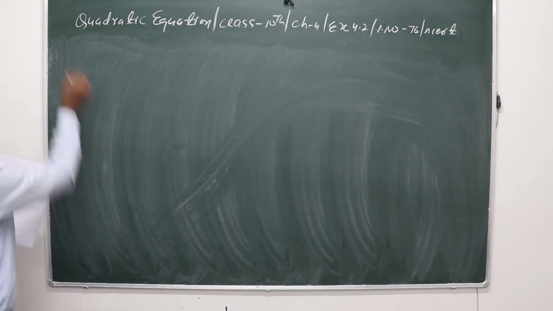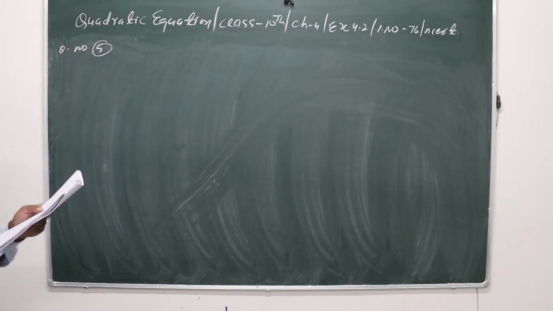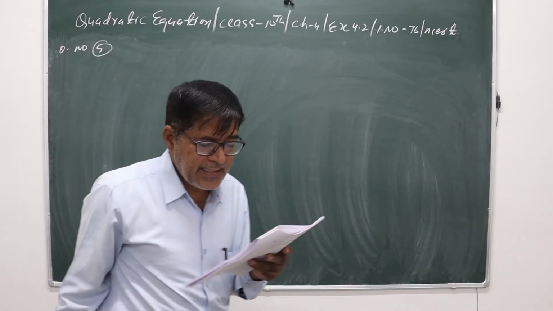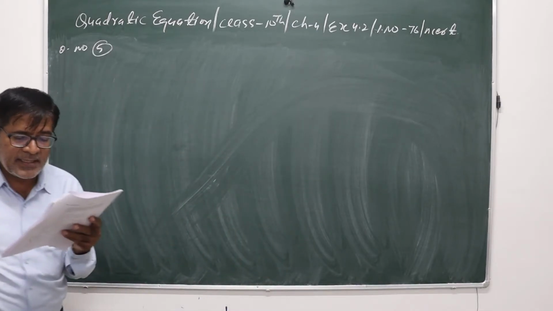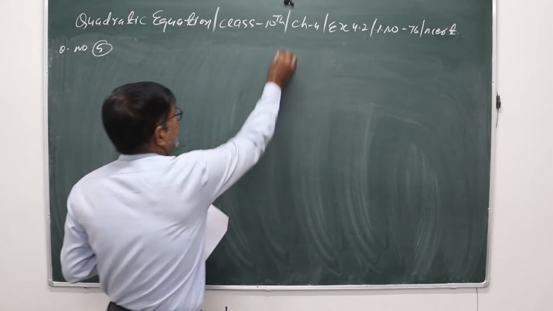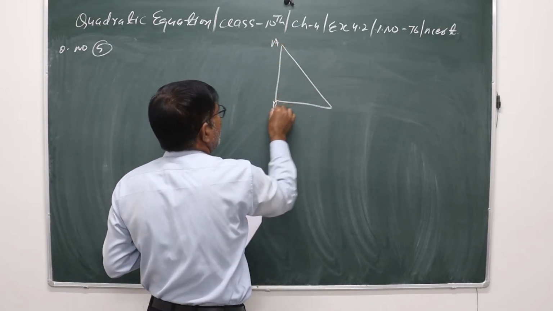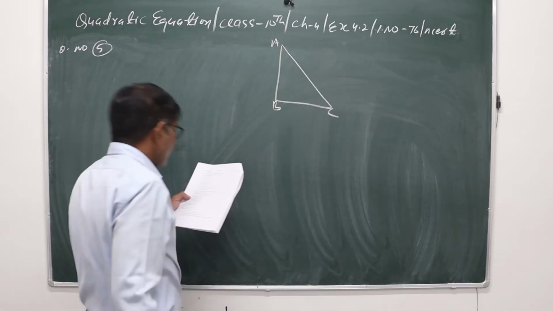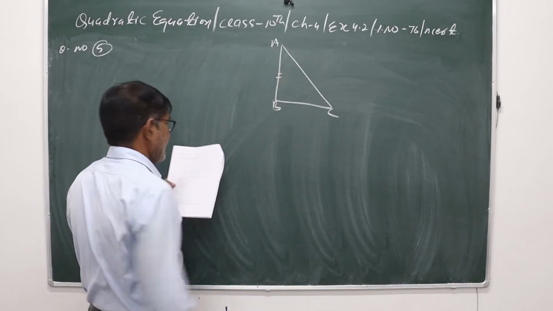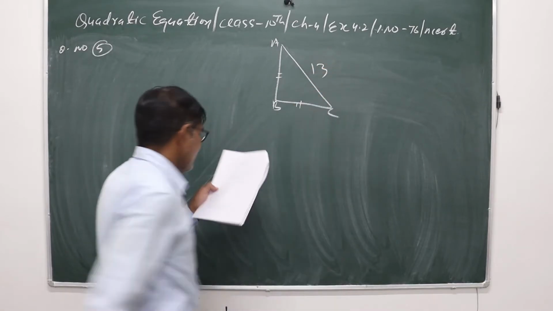Question number 5. The altitude of a right triangle is 7 cm less than its base. If the hypotenuse is 13 cm, find the other two sides. Let the triangle be ABC, where the altitude is AB and base is BC, and hypotenuse is 13.